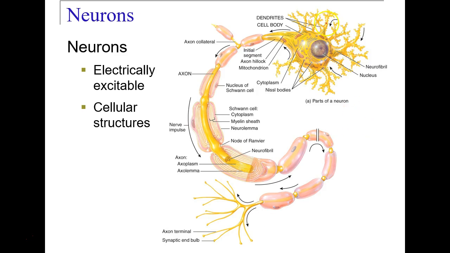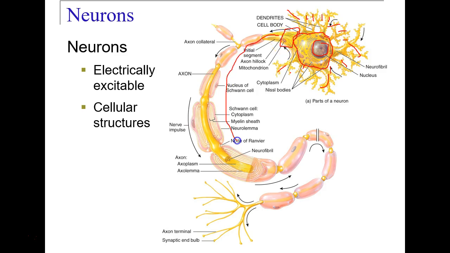So this is going to be the structure of a very common multipolar neuron. The dendrites are all these projections off of the cell body. We are receiving information through these. The cell body itself, seen here with all the organelles and the nucleus. The axon hillock is going to be the beginning of the axon off of the cell body. Then we have the axon itself.